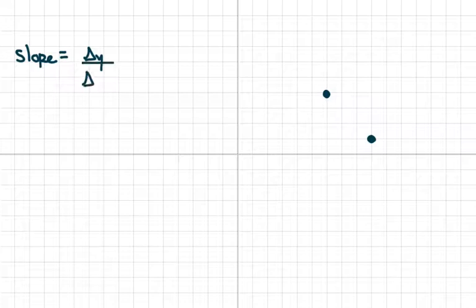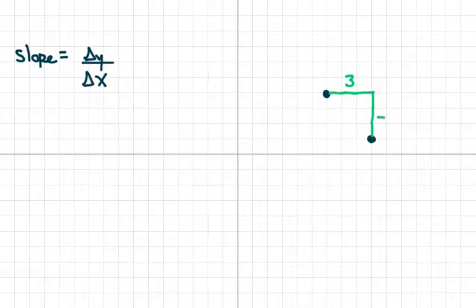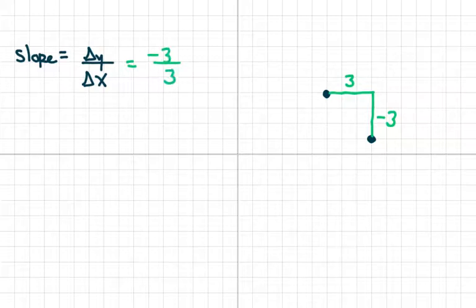Try the slope between those 2 points. Change in y over change in x. So 1, 2, 3 to the right, and 1, 2, 3 down. So when I first wrote this, I would have -3 over 3.